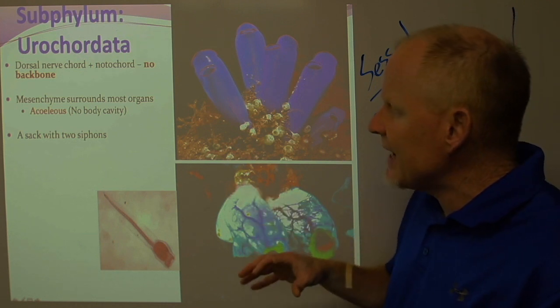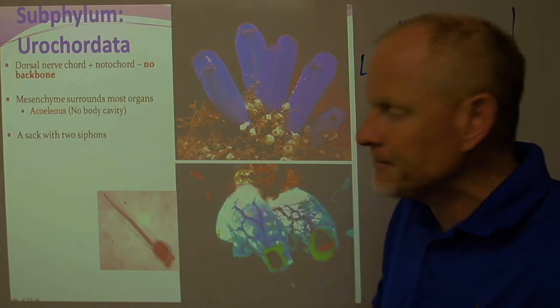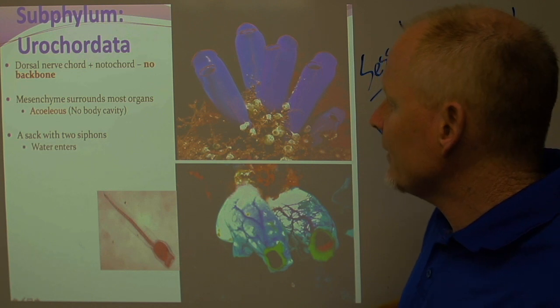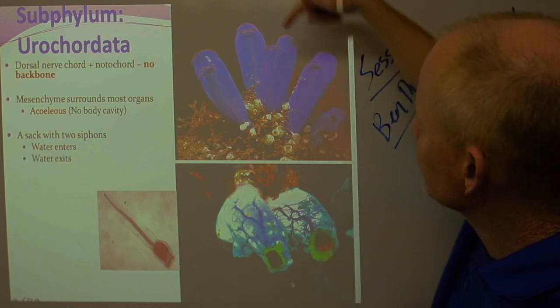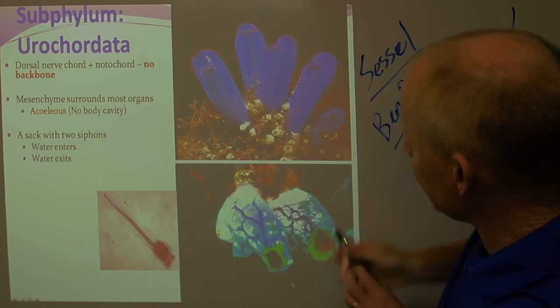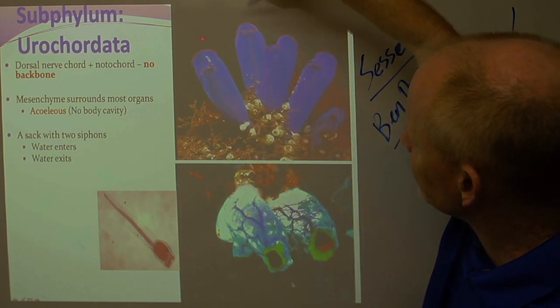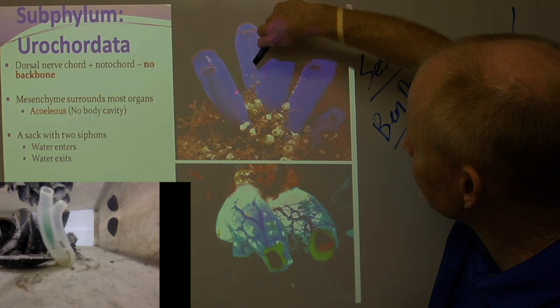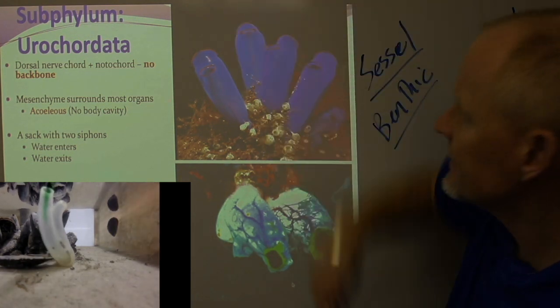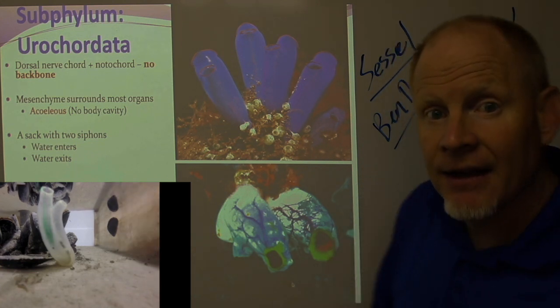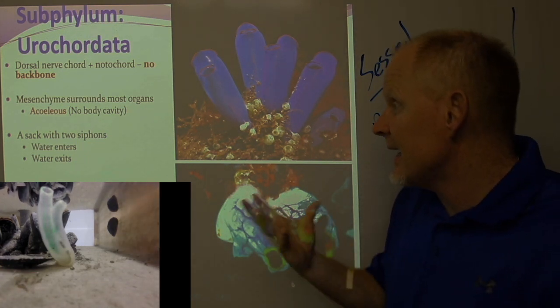It's a sac with two siphons. Again, it has a pharynx with slits in it. Water enters one siphon and then exits the other one, all right? So, for example, in this particular organism here, you can see water would enter at the top. It would come down into the pharynx and leak into the atrium and then come out the siphon on the side, all right? So that is how it works.